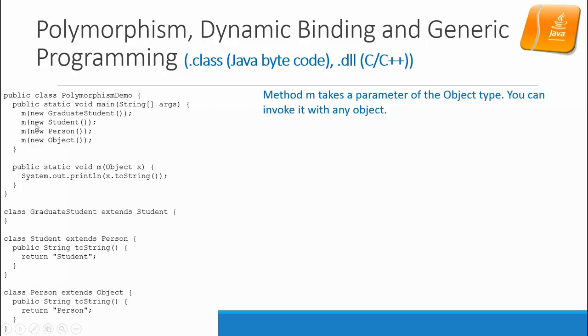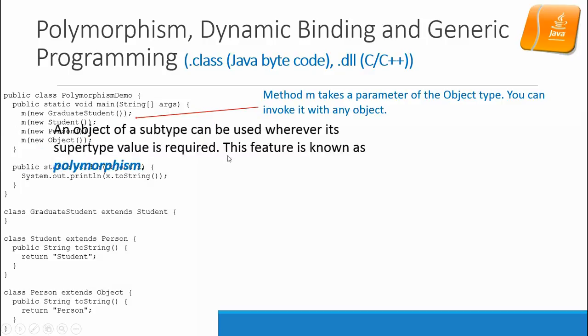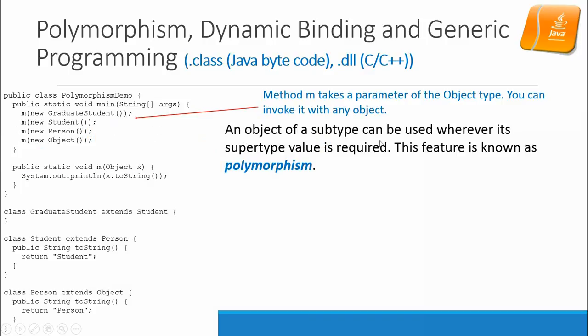Method m takes in different input reference pointers. All of them are in the class hierarchy of the Object type. You can invoke it with any object. Because m takes in Object type, and Object is the top level for the whole class hierarchy of any user-defined class in the Java language, basically any pointer or any constructor can be put in here as a parameter. And as you can see right here, an object of a subtype can be used wherever its supertype value is required. This feature is known as polymorphism.